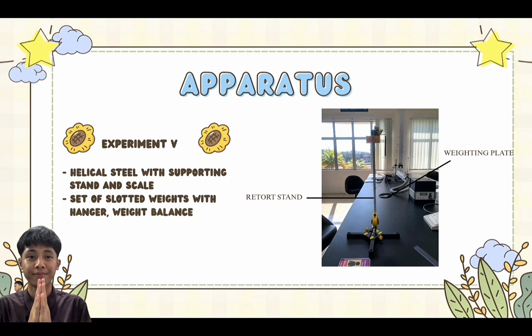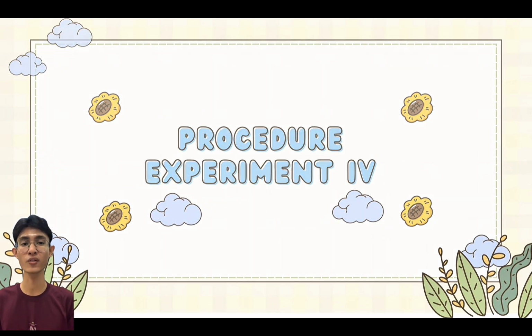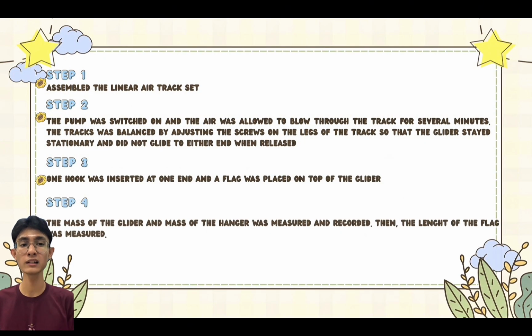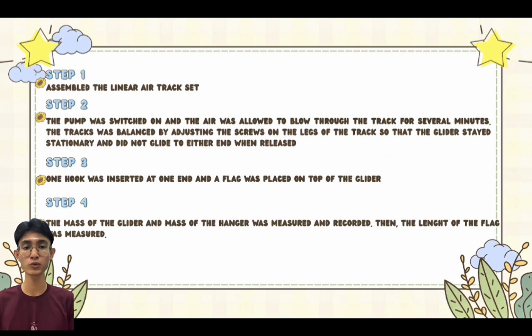Thank you. Next, I will continue to the procedure of experiment 4. Step 1. Assemble the linear air track set. Step 2. The pump was switched on and the air was allowed to blow through the track for several minutes. The track was balanced by adjusting the screws on the legs of the track so that the glider stays stationary and did not glide to either end when released.